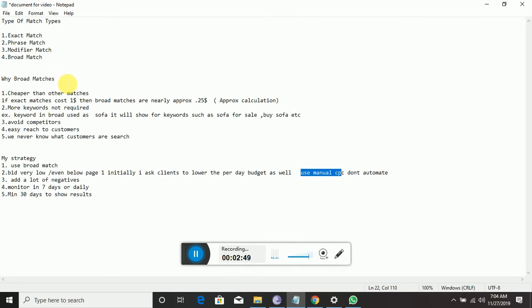This broad match strategy won't work out with automated strategies of Google. It will be difficult. So try to use manual CPC. I always use manual CPC. Manual CPC is my preferred bidding strategy when I use Google Ads.